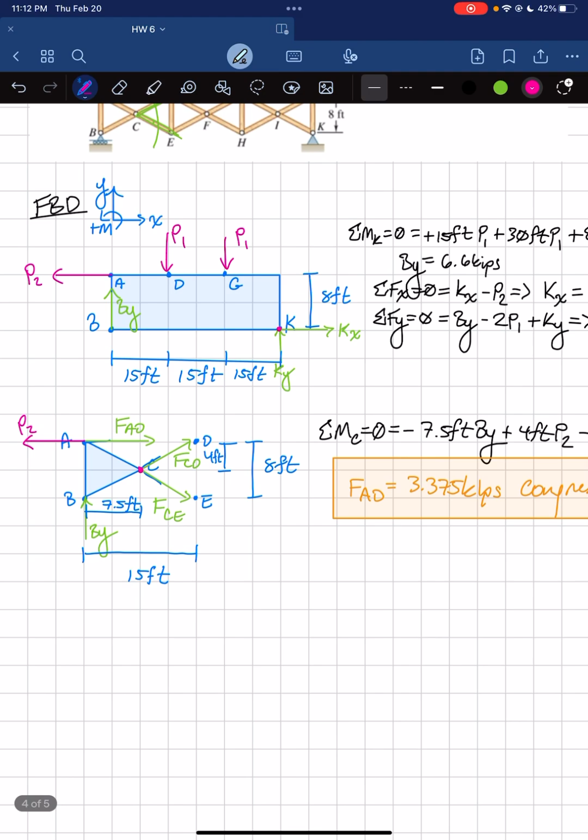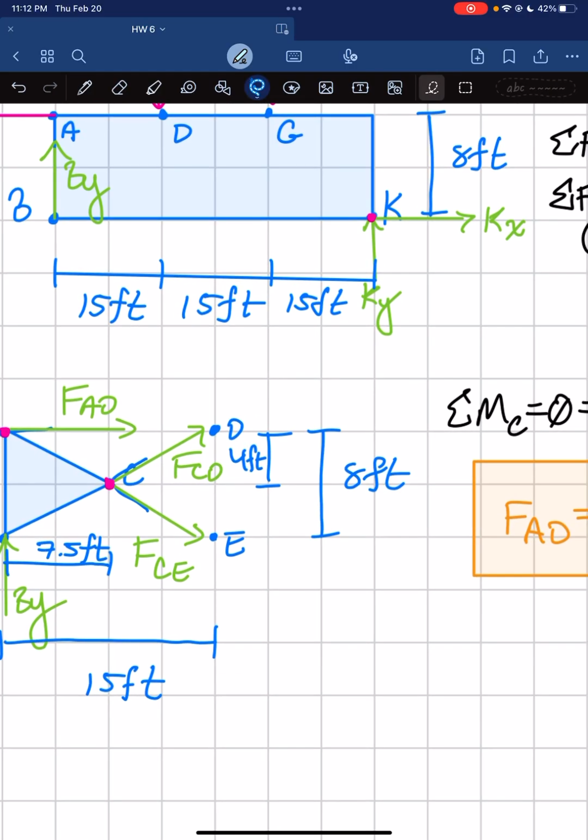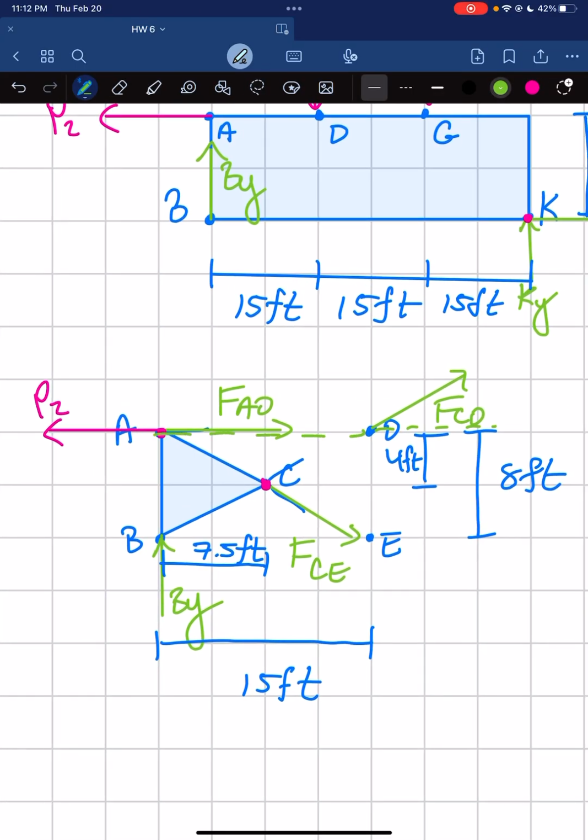So one way to do that is take the moment about point A. That isolates force FCD because FCE's line of action goes through that. By goes through that as well. And then FAD and P2 also go through that. So we can simplify this further, like in problem 1, by actually moving this along its line of action to point D. And then at this point, the X component goes through the pivot point and doesn't cause any moment. So the Y component is the only thing we have to worry about.